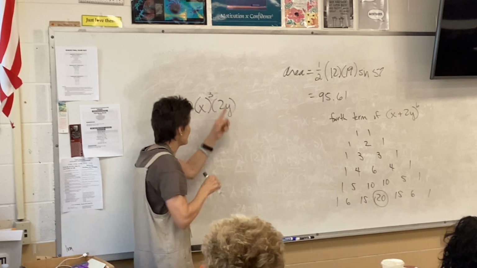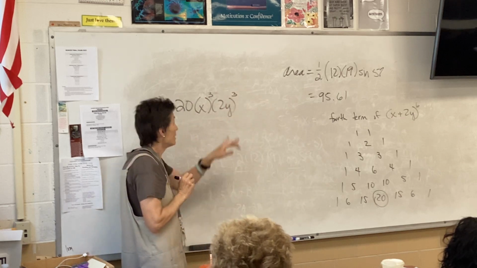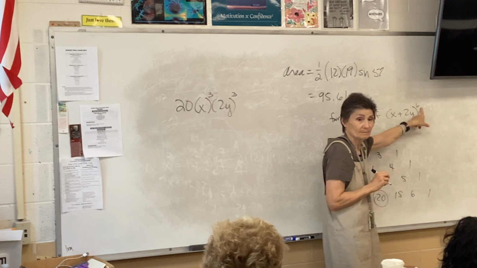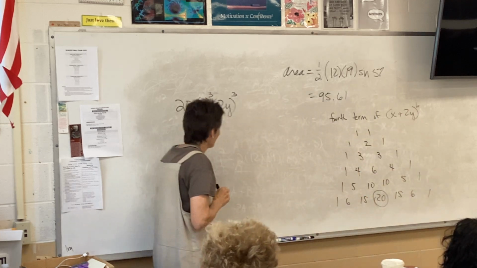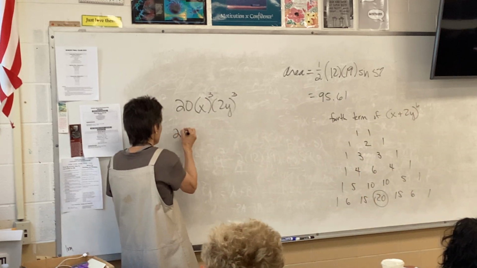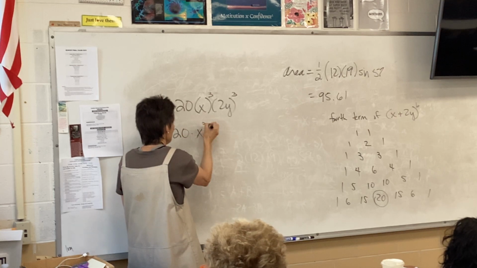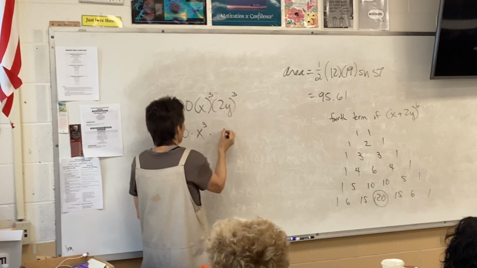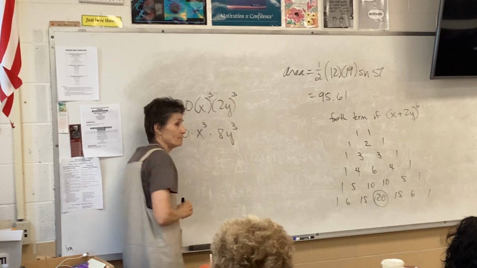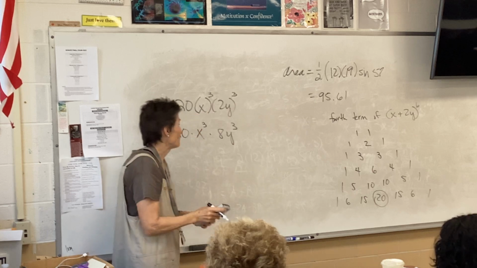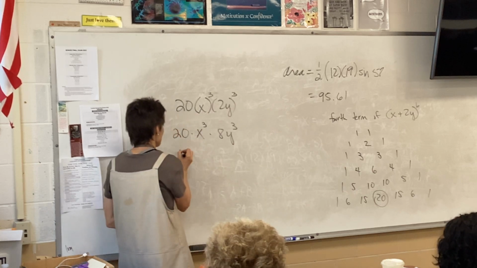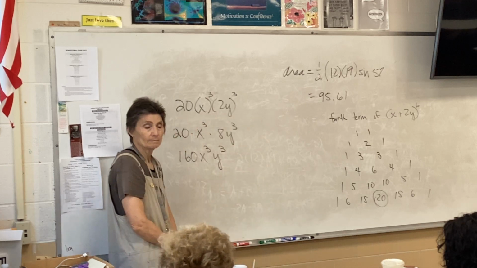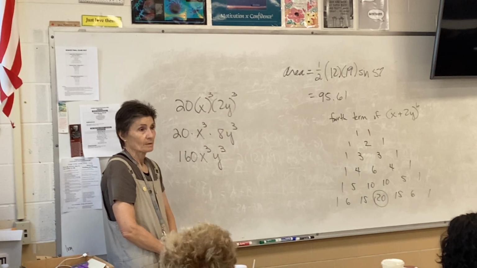And if that's a 3, then this one has to be a 3, because these always have to add up to that, right? Now, when I work this out, I got 20, I got x cubed, and then watch it here, this isn't 2, this is actually 8, y cubed, because you're cubing the 2. So your answer is 160 x cubed, y cubed. Okay?